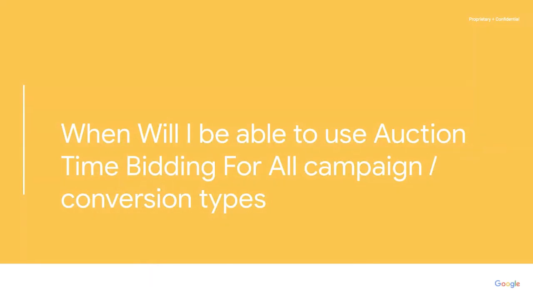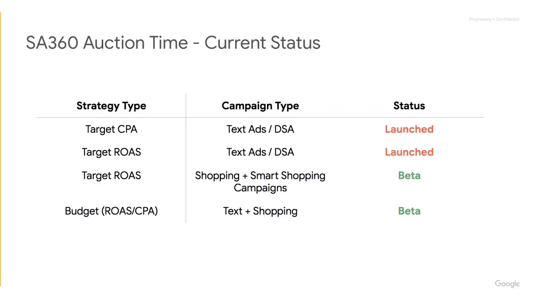Now, for what campaign types and what conversion types is auction time bidding supported? The current status is, if you're using target CPA and using text ads or DSA, it has been completely launched, so you can go in and opt in today itself. For target ROAS strategies as well, revenue-based strategies, for text ads and DSA, it has been launched as well. There are two strategies where we're beta testing auction time bidding, which are shopping and smart shopping campaigns, as well as budget bid strategies, so budget bid based ROAS or CPA.